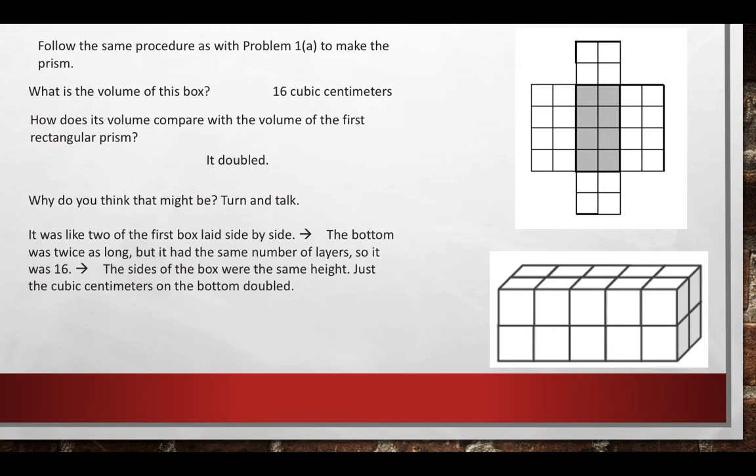Or we could take the bottom layer. The bottom was twice as long, but it had the same number of layers. So the first box had 2 layers of 4, which made 8, but this one has 2 layers of 8, which makes 16. Also, with our last box, the height was the same. It was 2 layers high. This box is also 2 layers high. We just saw that the cubic centimeters on our bottom layer doubled. Each layer doubled from going from 4 to 8. So in total, we had 16 cubic centimeters.